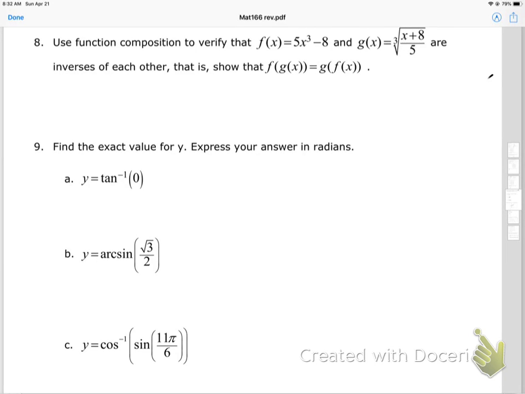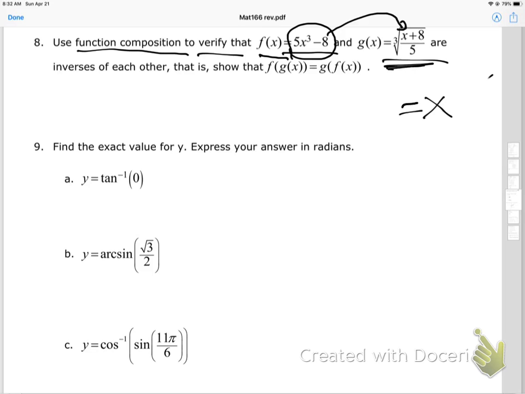Okay, so using function composition, verify that these are the inverse of each other. Now, if you do composition of functions, f of g or g of f, you should get equal to x if one is the inverse of the other. So what I'm going to do is put this into here. On the other hand, you could put all of this into here and replace the x.